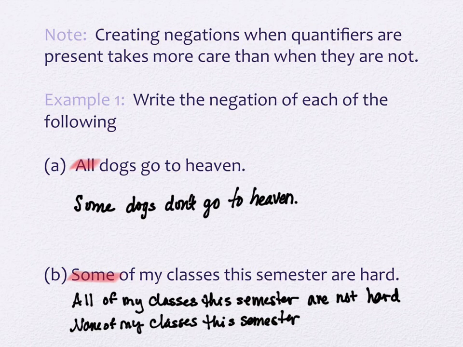So we would say "none of my classes this semester," and it would actually still say "are hard," and it would have the same meaning. Both of them are right. They're both logically equivalent. They're correct. But one of them is probably more natural to say than the other one. Which one feels more natural to you?